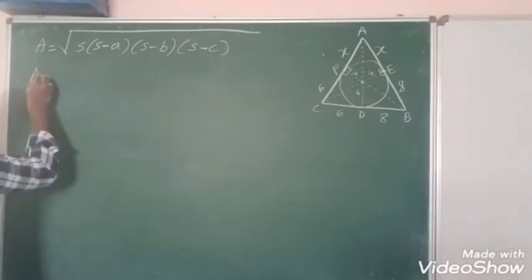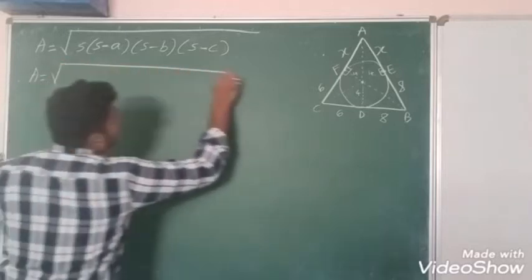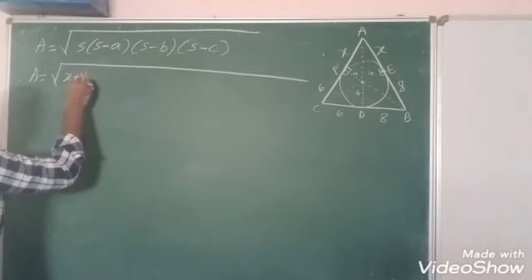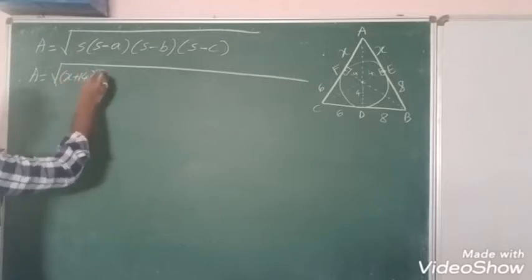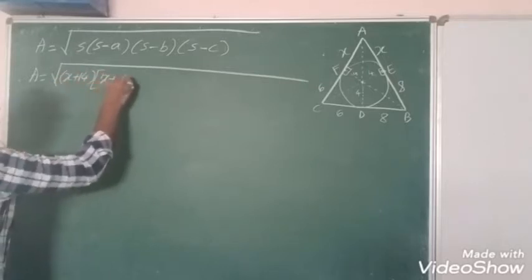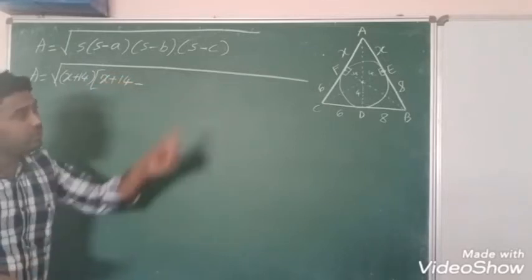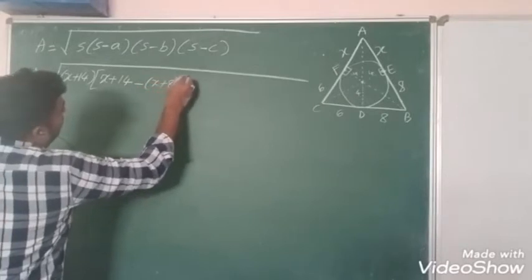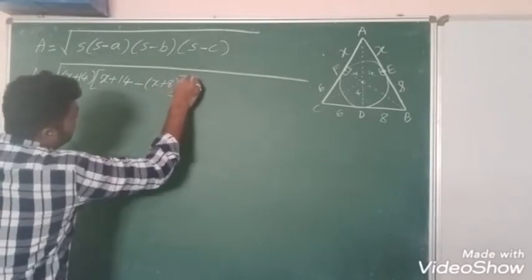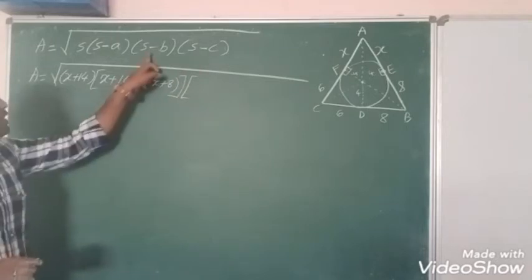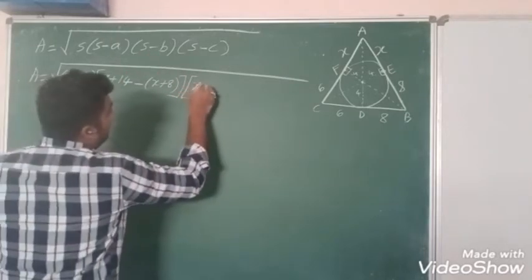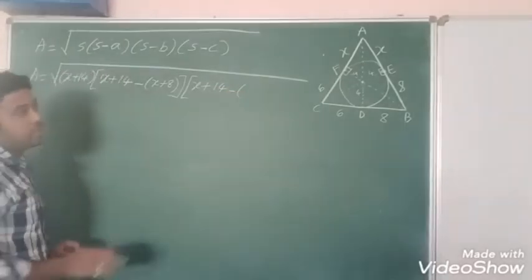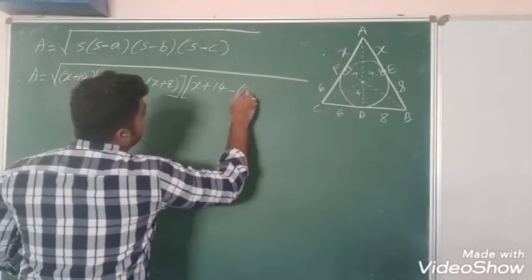So area is equal to the square root of S, which means x plus 14. In the bracket again S is there, so x plus 14 minus A, meaning the first side, which is x plus 8, so write in bracket. Then another bracket. You can observe S minus B, S means again x plus 14, minus B, which is nothing but the second side, which we have taken as x plus 6.